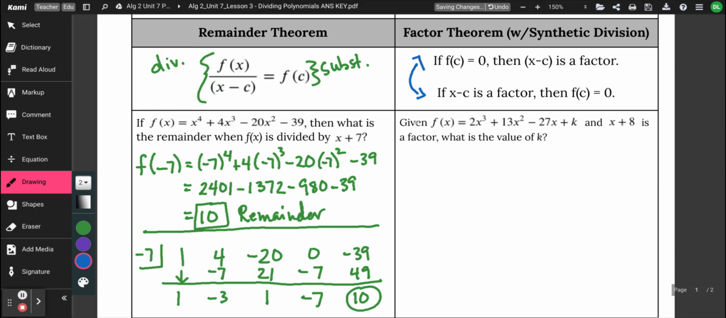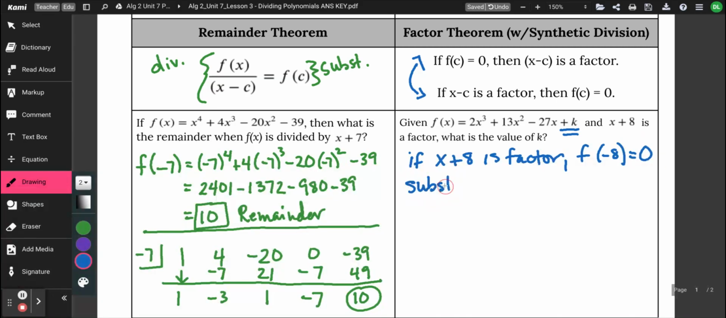Notice here, this is the type of problem that I'm going to ask you to do. If you're given a function with a plus k, that means we're missing the constant. You have your function and your factor, and we need to know the value of k. If x plus 8 is a factor, then f of negative 8 is going to equal 0.